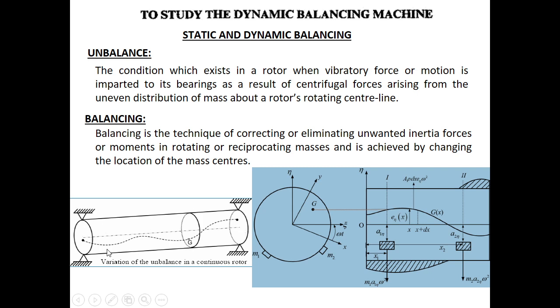And say for each elemental strip, if we calculate the CG, the center of gravity of this particular section, and we make a plot of that, that distribution might be something like this. It is exaggerated, of course, but what we can say is that the center of rotation and the center of gravity are not identical in general. There will be some unevenness, uneven distribution of mass about the rotor's rotating center line. So this is the cause of unbalance.